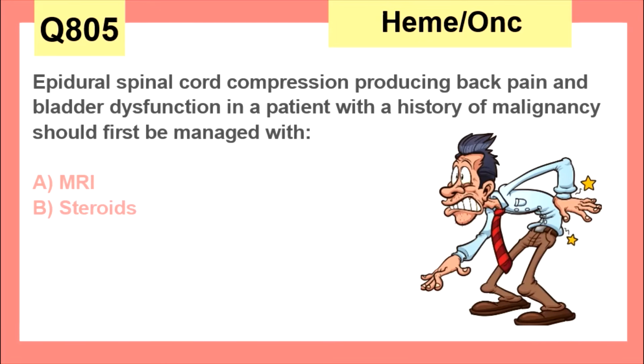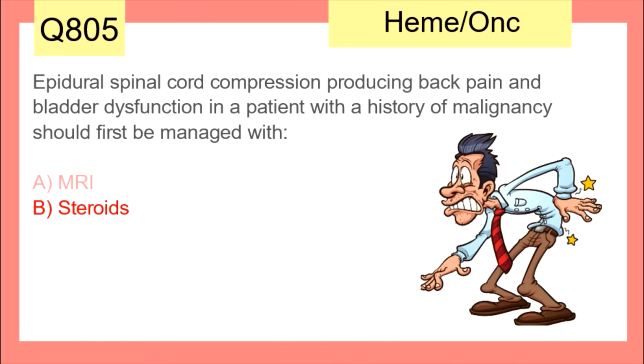805, epidural spinal cord compression producing back pain and bladder dysfunction in a patient with history of malignancy. We need to get steroids even before we image with an MRI because it is so incredibly dangerous.